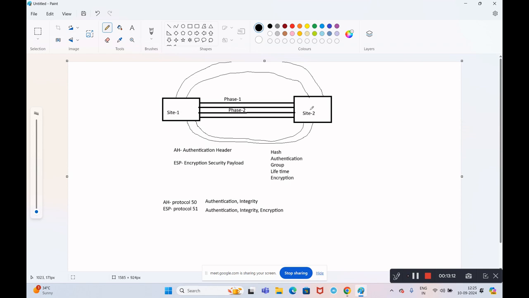From site 1 and site 2, the fourth message will be exchanged. After the fourth message, there will be a fifth message, which is the authentication.